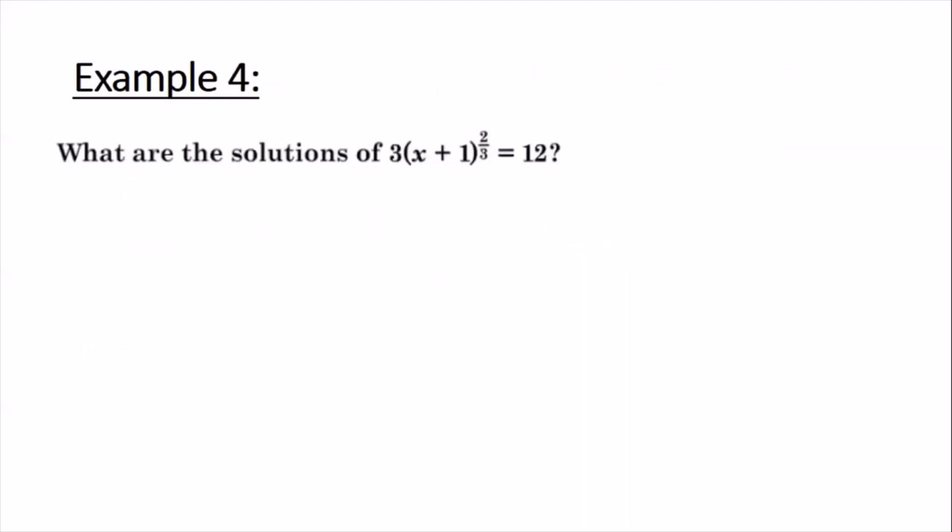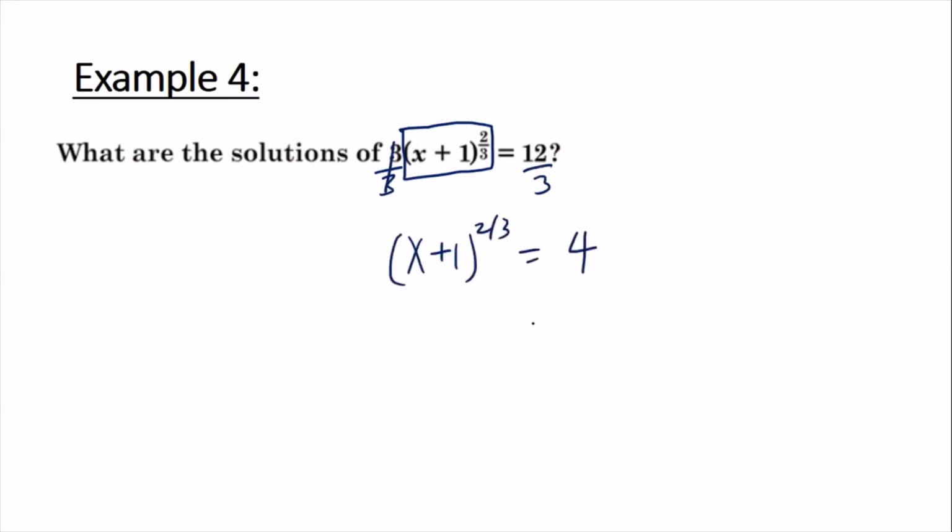So here we have 3 times (x plus 1) to the 2/3 equals 12. Step one is you want to get your factor that has the exponent by itself. So what needs to move so that (x plus 1) to the 2/3 is by itself? The 3. How do I move the 3? Divide it. Perfect. So I divide both sides by 3, and I'm left with (x plus 1) to the 2/3 equals 4.